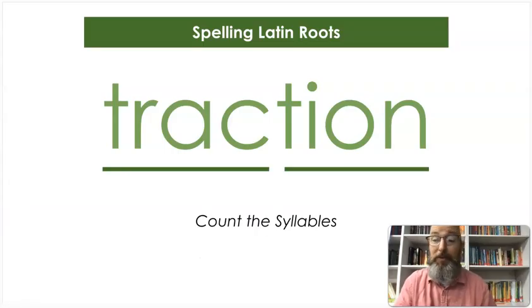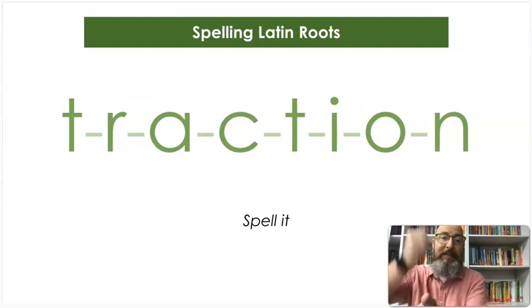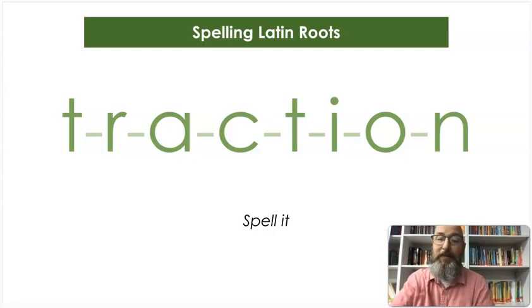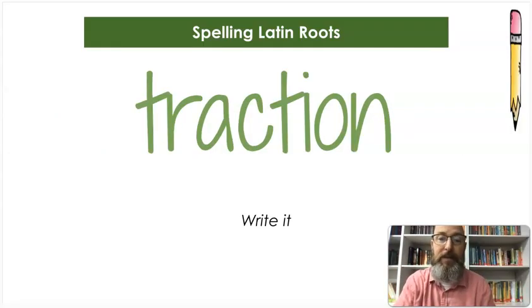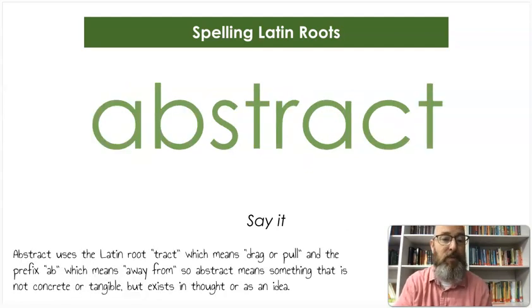Our next word, count the syllables. Traction. Let's spell it. T-R-A-C-T-I-O-N. Traction. And let's write it. T-R-A-C-T-I-O-N. Of course, let's circle our Latin root tract. The car's tires lost traction, which is the grip they need on the road, causing it to skid on the icy surface.